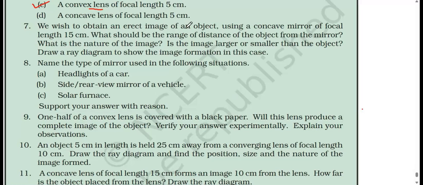We wish to obtain an erect image of an object using a concave mirror of focal length 15 centimeter. So what should be the range of the distance of the object from the mirror? We need to find the object distance. We need to find the nature of the image, and whether the image is larger or smaller, the size of the image, and we also have to draw a ray diagram. So for that I'll be needing a lot of space.